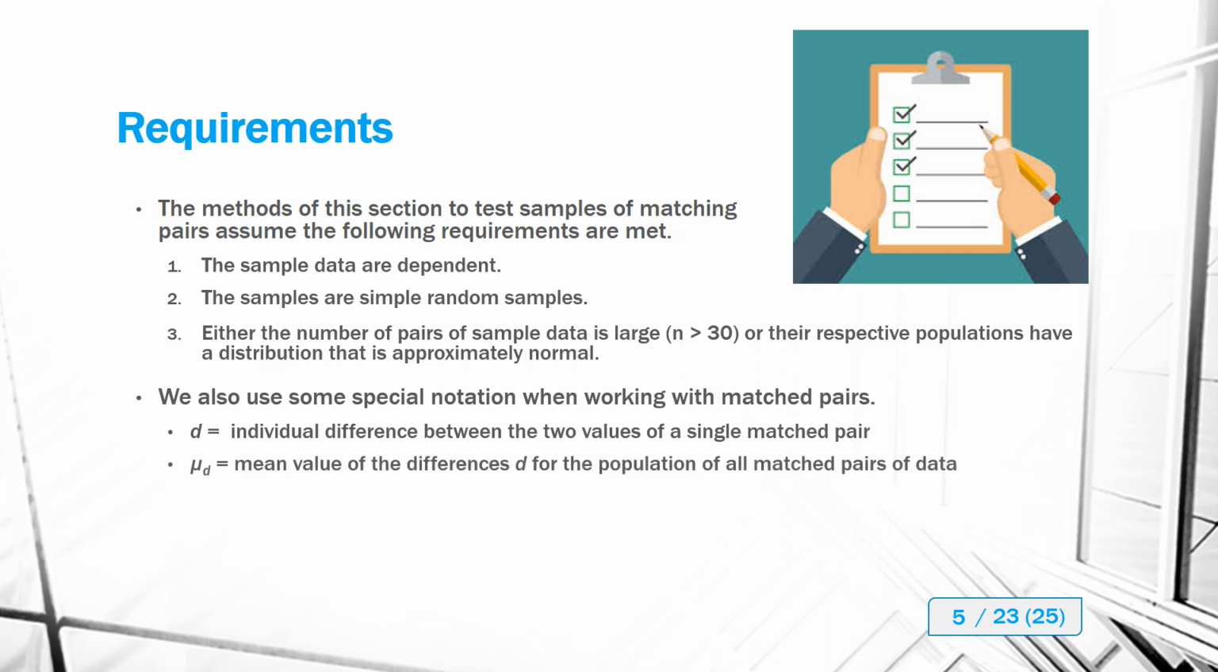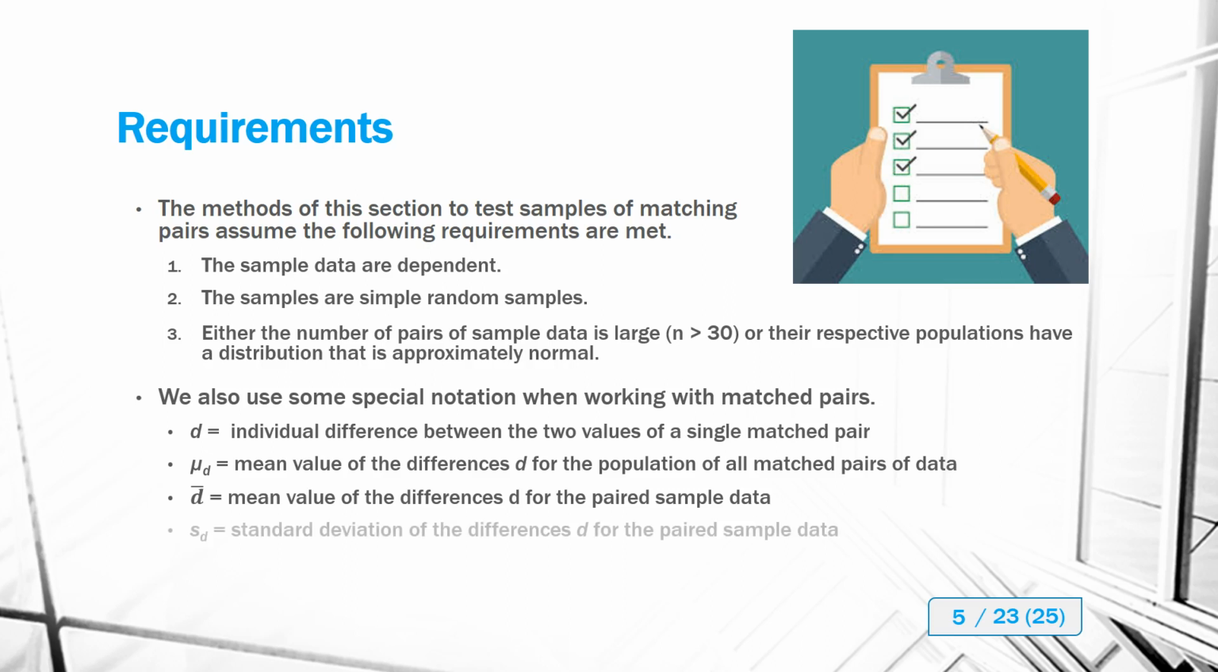Mu sub d is then going to be the mean value of the differences for the population of all matched pairs of data. So we're going to take the differences for each of the matched pairs and average those differences out. That's going to give us mu sub d. D bar is the mean value of the differences d for the paired sample data. S sub d is the standard deviation for the differences d of the paired sample data.